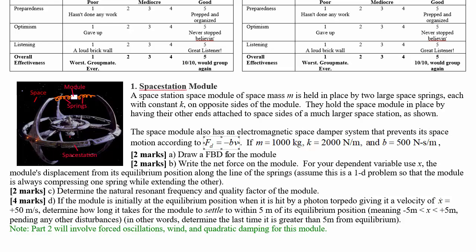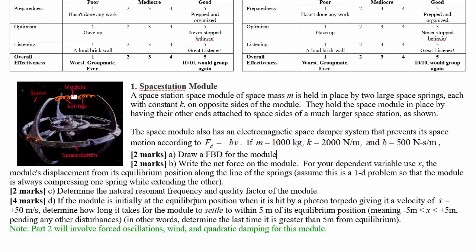According to FD is negative BV. If M is 1,000 kilograms, K is 2,000 newtons per meter, and B is 500 newton seconds per meter, first draw the free body diagram. Then we're going to write the net force on the module using x as the dependent variable for the displacement from equilibrium along the line of the springs. Assume a 1D problem. And then determine the natural resonant frequency and quality factor.